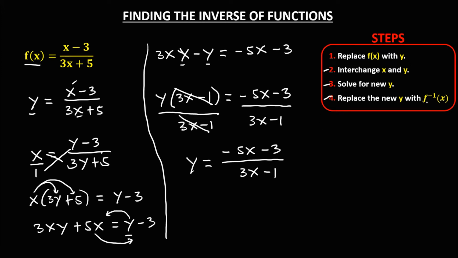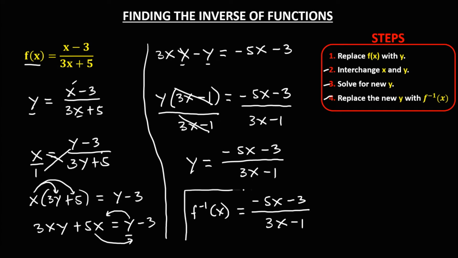Then replace this y with the inverse of f of x. So we have the inverse of f of x equals negative 5x minus 3 over 3x minus 1. This is now the inverse of the given function.